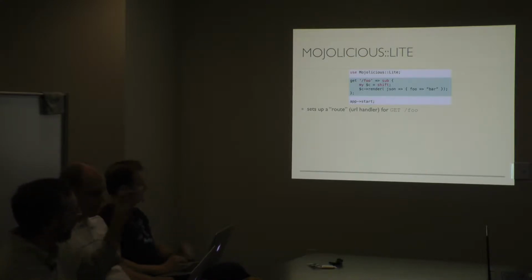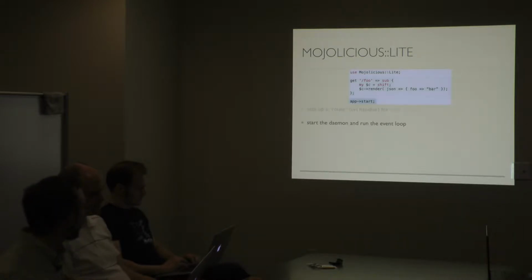We set up a subroutine handler there. It's called a callback. When that URL is hit, that callback will run. The next thing we do is start our application. This starts the Mojolicious daemon and gets the event loop going.